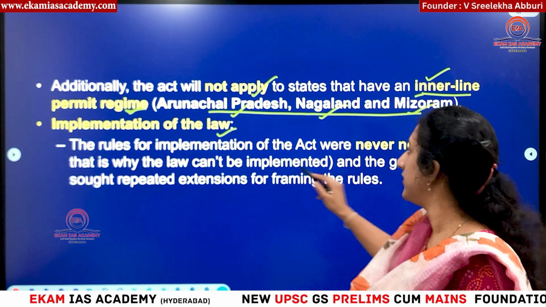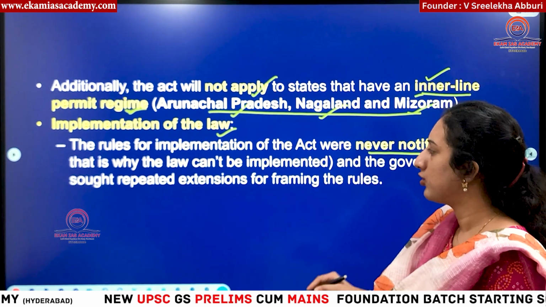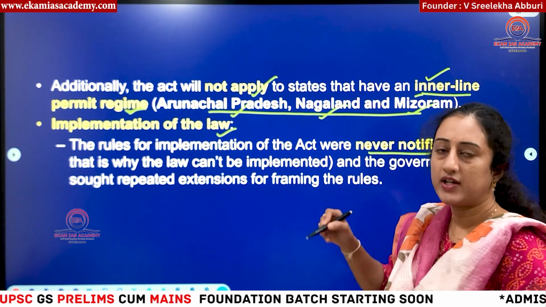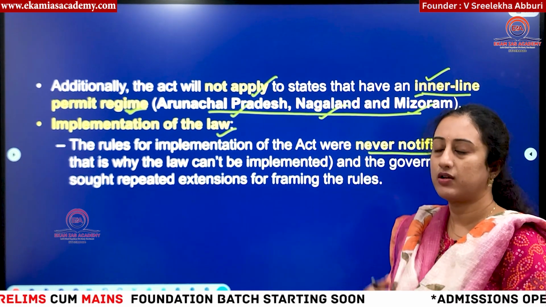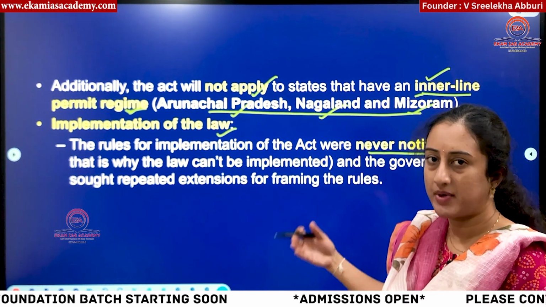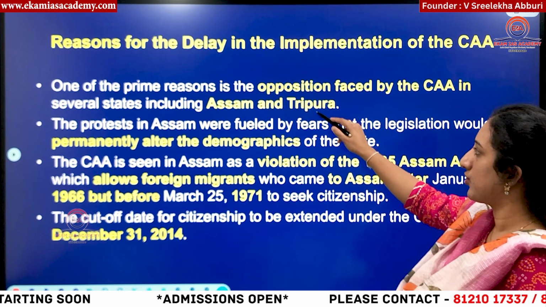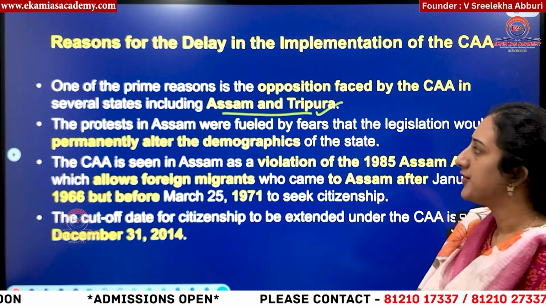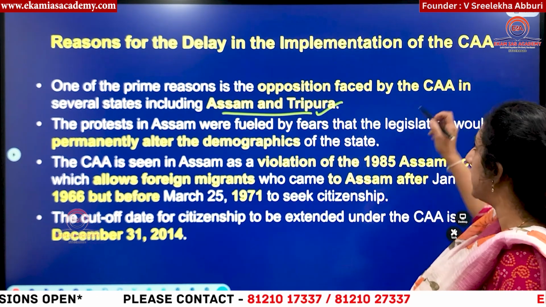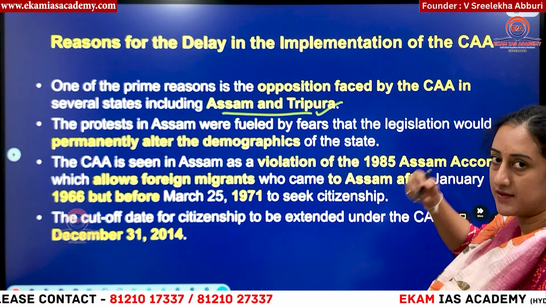With respect to implementation, it was not notified yet. From when it will come into implementation? Normally, when an act receives presidential assent, it should be notified in the government gazette that from this particular date, this act will come into force. But this did not happen with respect to the Citizenship Amendment Act. What are the reasons for the delay? Many people are opposing, for example in Assam and Tripura. Many tribal people and natives of Assam and Tripura are opposing. Why are they opposing? Assam is so much in the news because of illegal migrants, and the natives are opposing them.